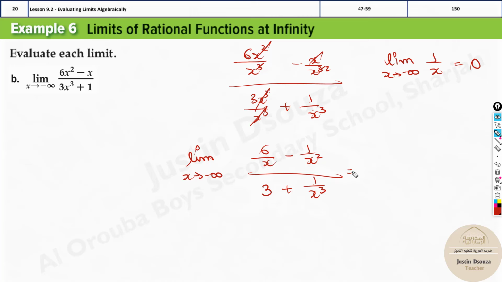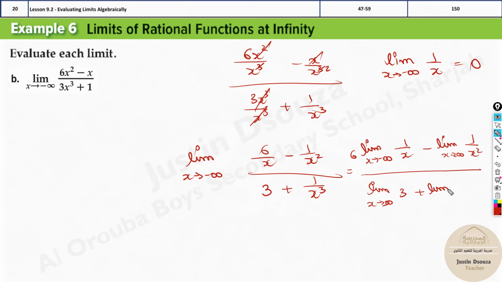I'll write it out over here. It'll be limit x tends to minus infinity. Since it's in writing, you have to write in detail. Otherwise, directly from a calculator, you get the answers. So the constant is removed out. It's 6 times limit as x tends to minus infinity of 1 by x, minus limit as x tends to minus infinity of 1 by x squared, divided by 3 plus limit as x tends to minus infinity of 1 by x cubed.